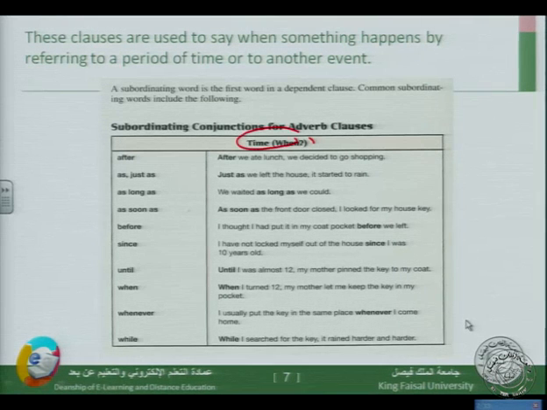These ask about time. After we ate lunch, we decided to go shopping. All of this after "after" we call an adverbial clause. Adverbial clause. We ask about when. So if you make a question, when did you decide to go shopping? The answer is after we ate lunch.